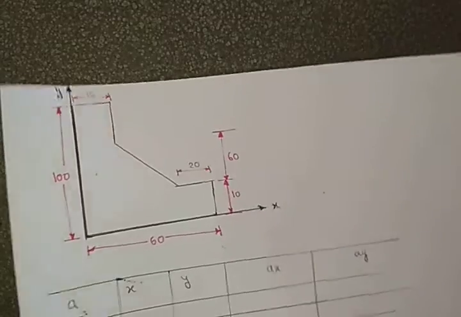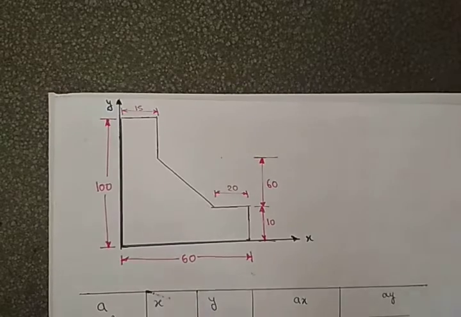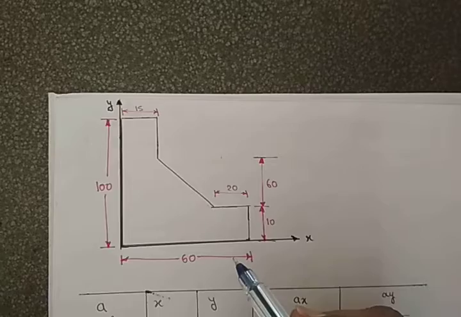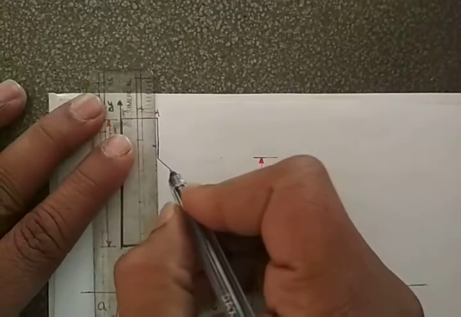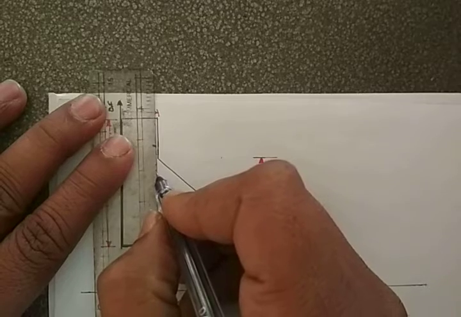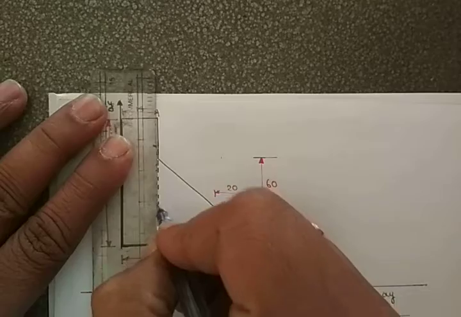Hello students, this is another problem we have to solve, and we have to find the CG of this section. In this, if you see, this is not a standard shape. So how many standard shapes are present in this figure? To understand this, we'll cut the section like this.